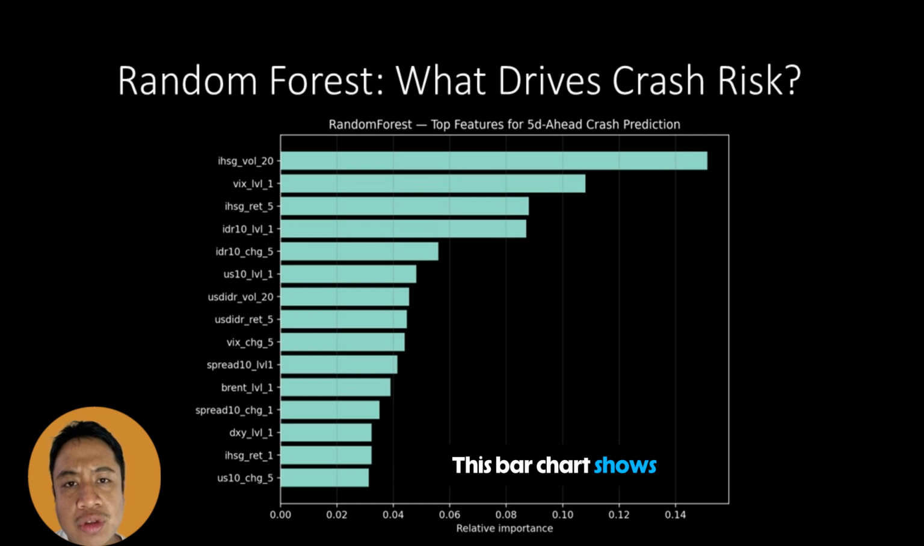This bar chart shows the top features. So we're not guessing. We can see what the model thinks is important. And notice what comes up: volatility measures, stress indicators, and rate moves. That makes sense for crash risk.